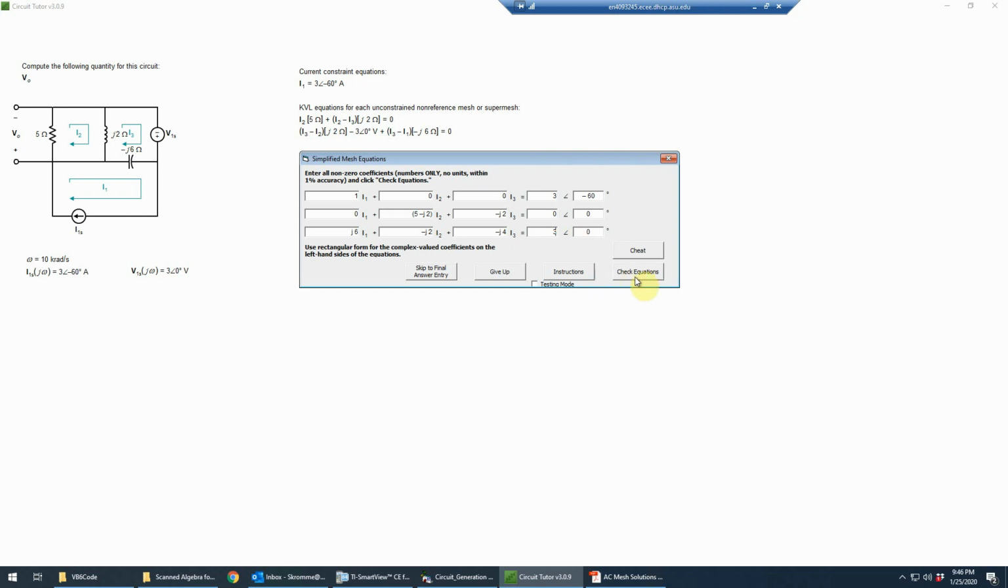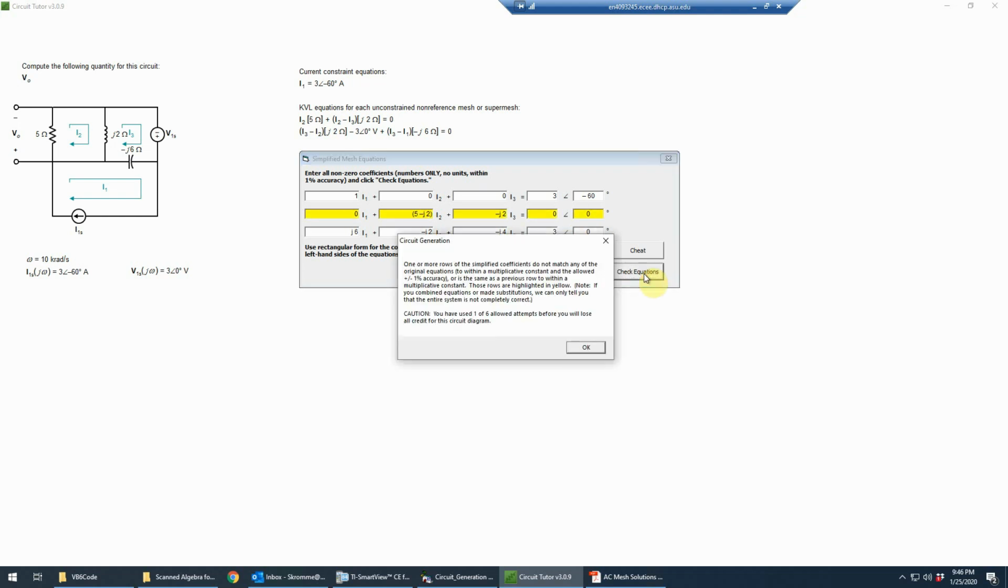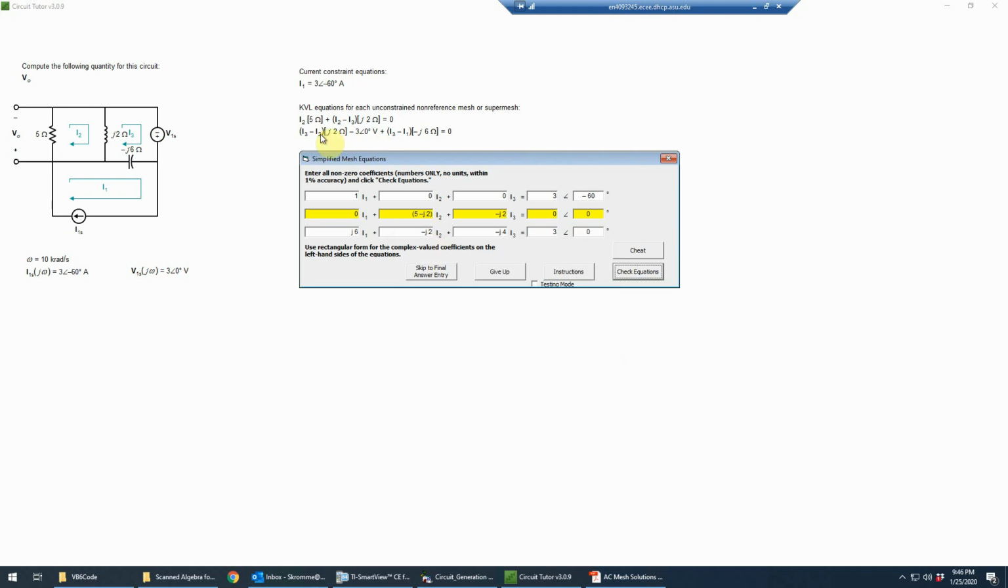Okay, so we're done with that. We'll check the equations. Oh, looks like we have a mistake here, so let's take a look at that. So that's the second one. So there's no I1 term, and we had 5. Oh, I don't know why I put a minus sign there. I must have been looking at the other minus sign. So that should have been 5 plus J2, just a silly mistake.